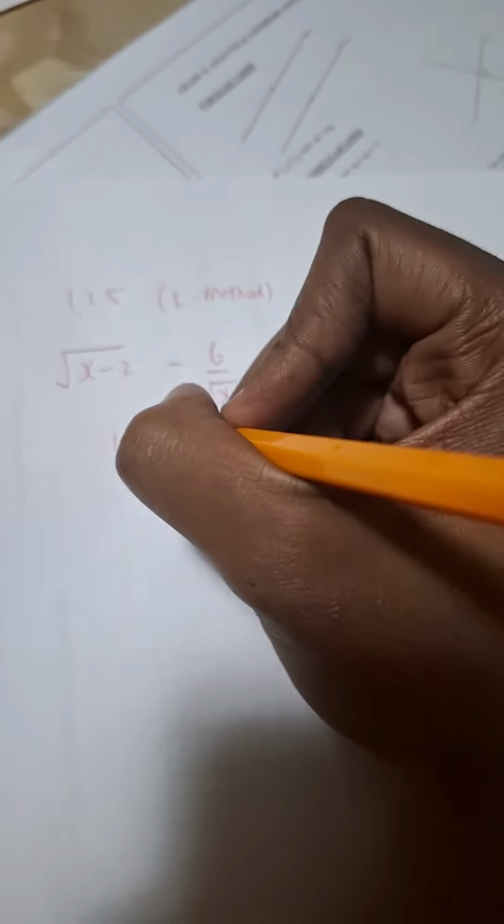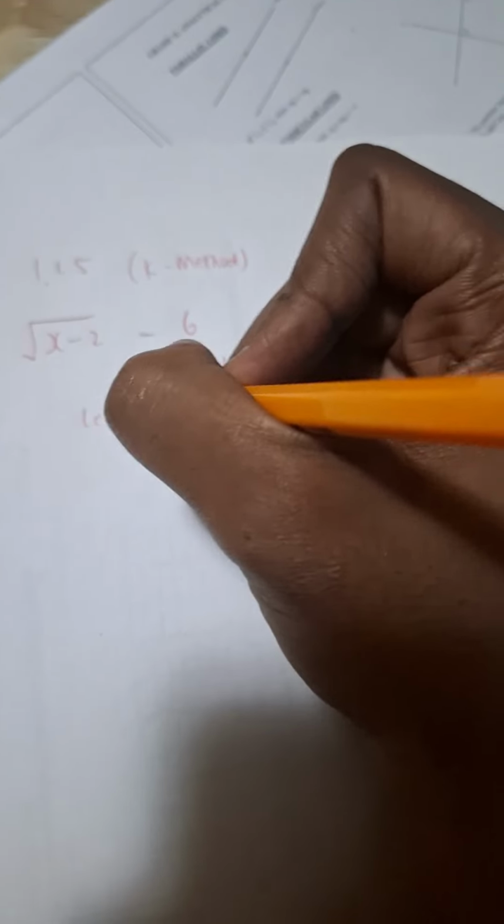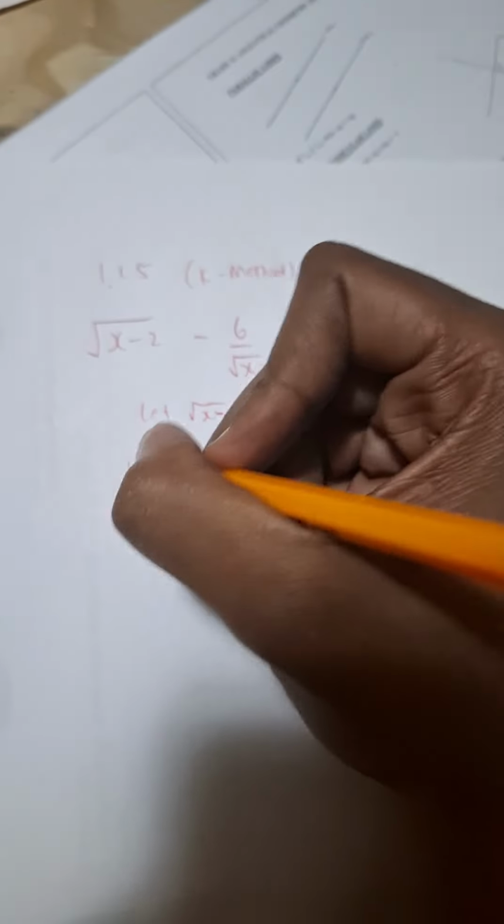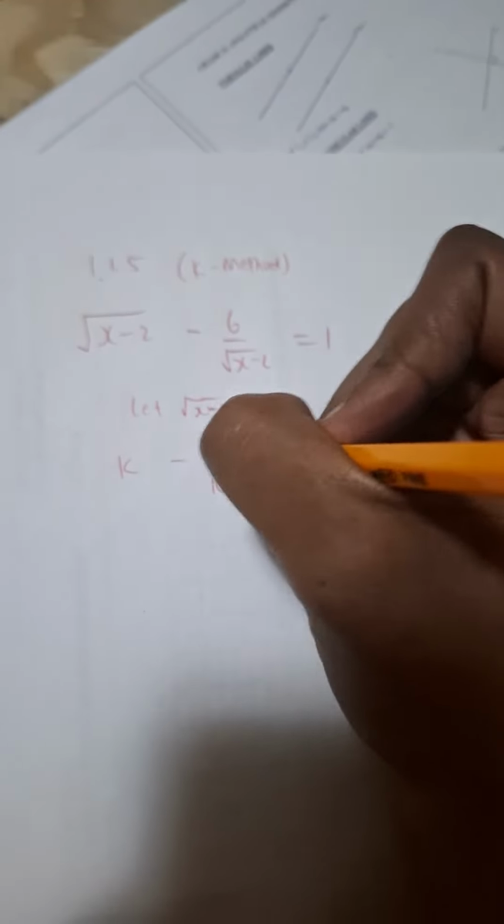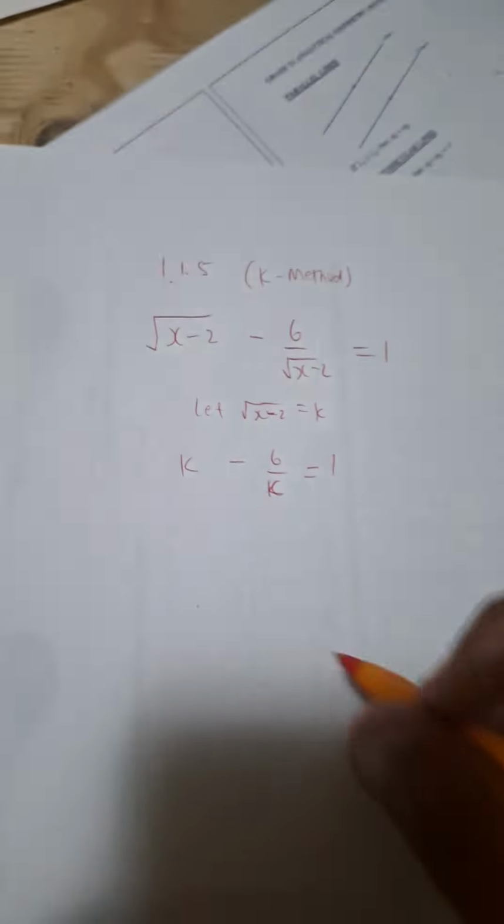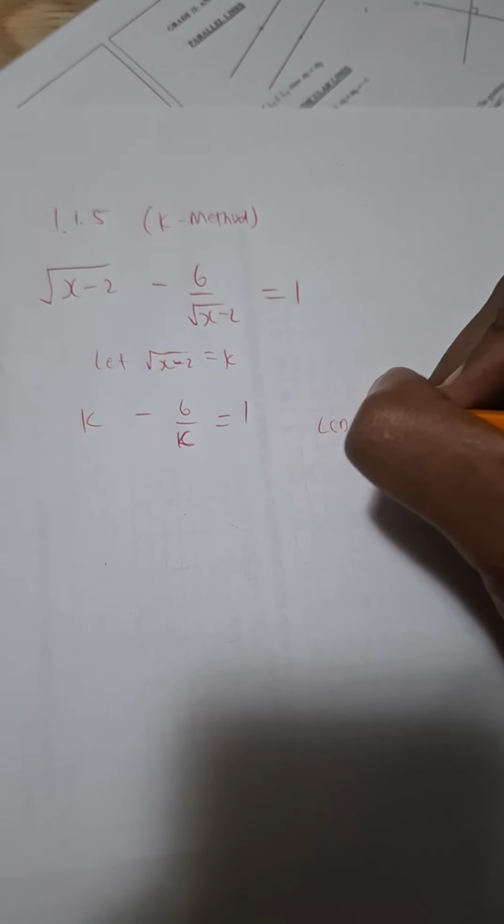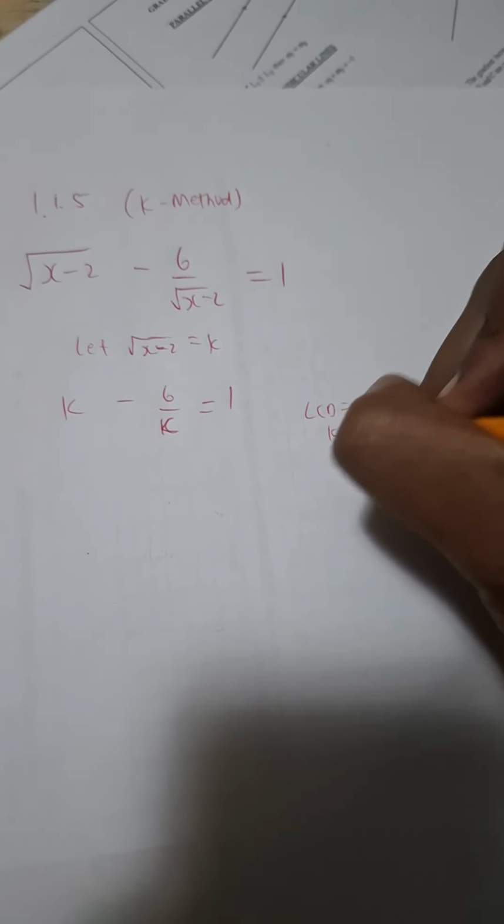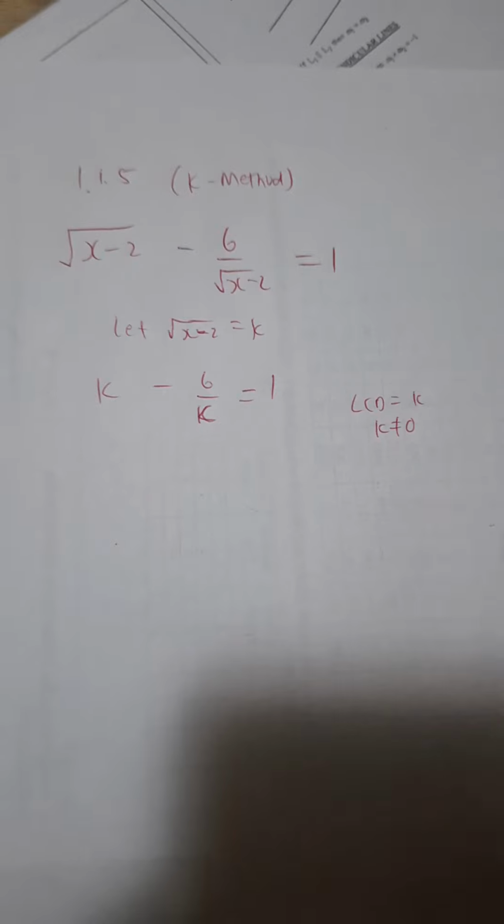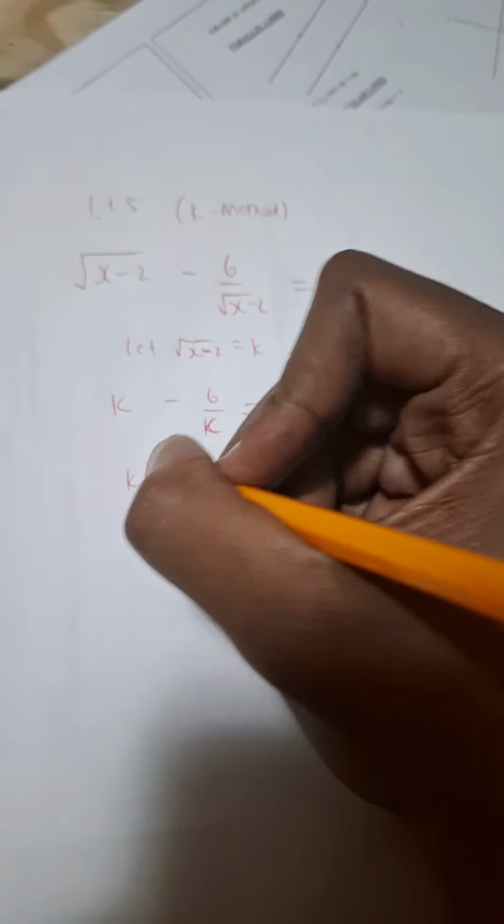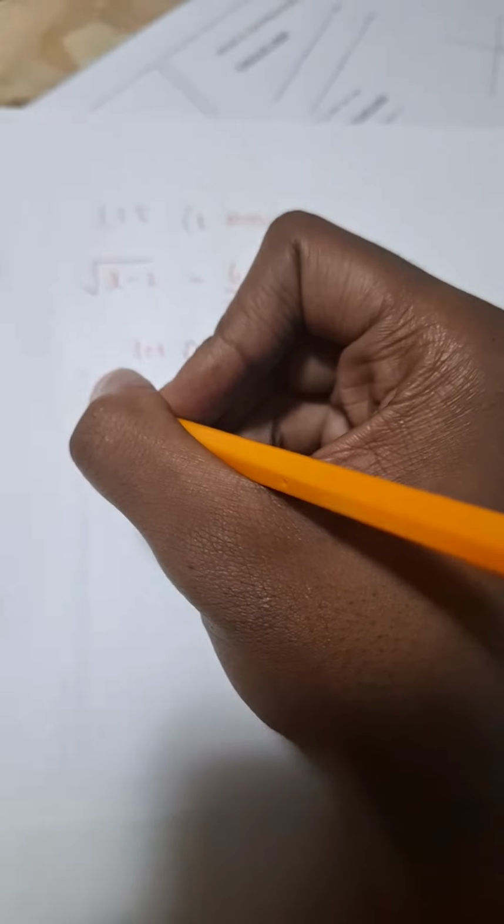So you let the square root of x minus 2 be equal to k, and then you say k minus 6 over k is equal to 1. All right, then obviously you multiply each term by your what? By your LCD. LCD is equal to k, but we know that restrictive wise k can never be what? Be 0. So then we know that we're going to multiply each term by k.